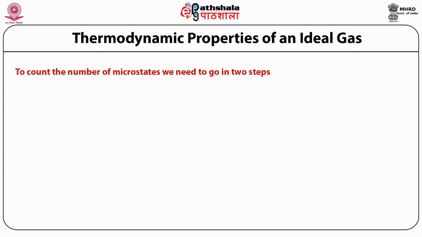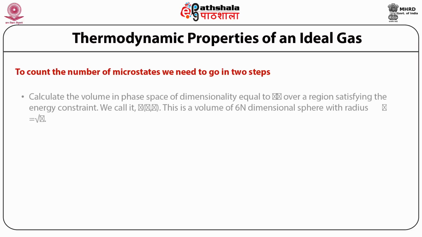To count the number of microstates, we need to go in two steps. Number 1, calculate the volume in phase space of dimensionality equal to 6N over a region satisfying the energy constraint. We call it Gamma(E, N). This is the volume of a 6N dimensional sphere with radius r equal to square root of E.